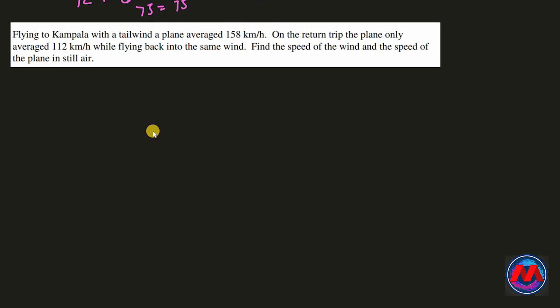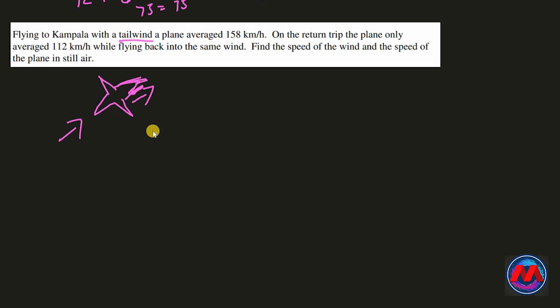Right? Next. Okay, so may airplane tayo. Flying to Kampala with a tailwind, plane average 158. Okay, tailwind. Tailwind, ito yung wind na in the same direction, for example, so ito yung plane. Teka lang, let's draw a plane. Okay, ito yung plane. Yung tailwind, nasa direction na to. Yung airplane, nasa direction din na to. Sabi dito, flying to Kampala with a tailwind, a plane average 158.